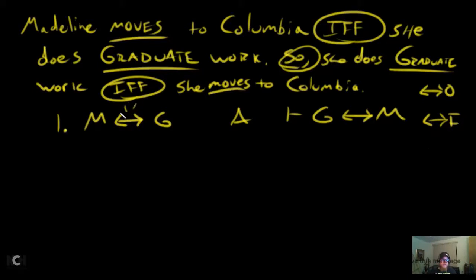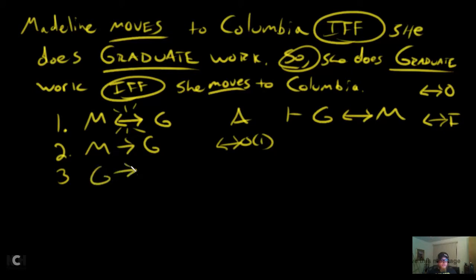So let's see. Here's what we do in this scenario. Do we have a double arrow? Yes. If you got a double arrow, go ahead and get it out. So one of the arrows is going to be the exact same thing, but instead of a double arrow, you've just got a plain arrow. That's double arrow out on line 1. And then you're going to get the exact same thing going the other way. So we also get G arrow M. That's also double arrow out on line 1. So what this is saying is, Madeline moves to Columbia if and only if she does graduate work. It's the same thing as saying, if she moves, then she's doing graduate work. But also this other thing, if she's doing graduate work, then she's moving. We did that from double arrow out.